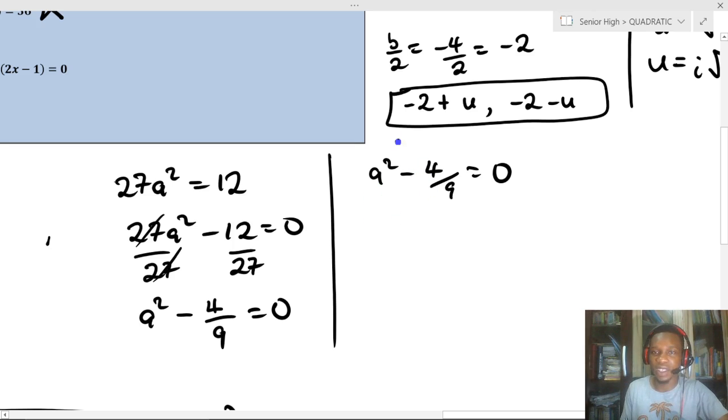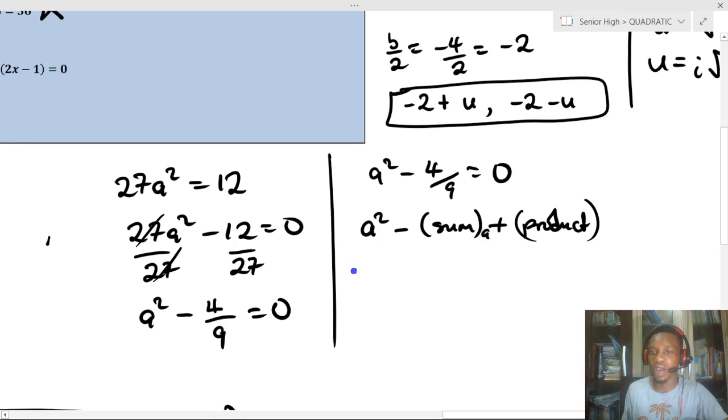So if I was to write this thing in the form I just showed you here, we have our x squared. Okay, let's call this one a squared now, since the variable has changed to a. So we have our a squared minus the sum of the roots plus the product of the roots. So this is plus the product of the roots. So here we know that our b value will be 0 entirely, because 0 multiplying whatever value will give you 0, and then this part entirely is out of the equation. But our c value here is what? Minus 4 over 9, which I told you we always maintain the sign it's carrying.